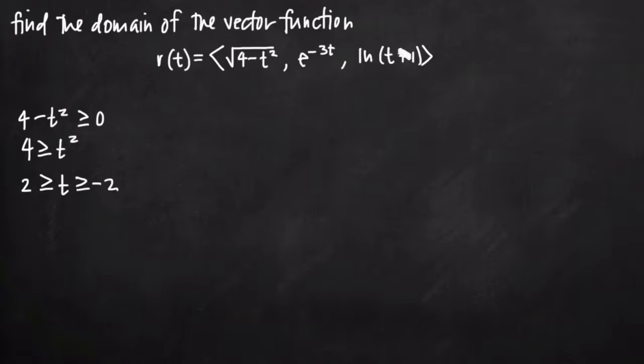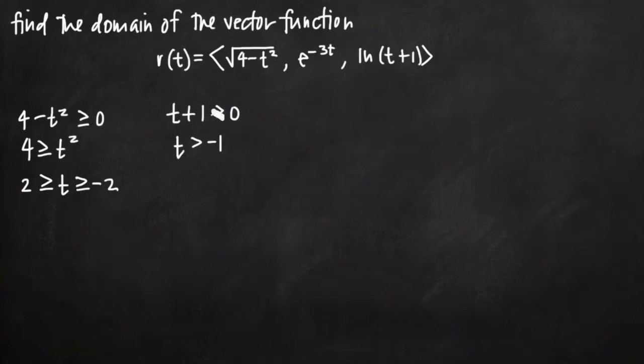Well, what about natural log of the quantity t plus 1? Remember that when we're dealing with natural log, the value inside the natural log has to be greater than 0 in order to return a real number answer. If we take the natural log of 0, or of a negative number, we can't get a real number answer. So we want t plus 1 to be greater than 0. To solve this inequality for t, we just subtract 1 from both sides, and we see that t is greater than negative 1.